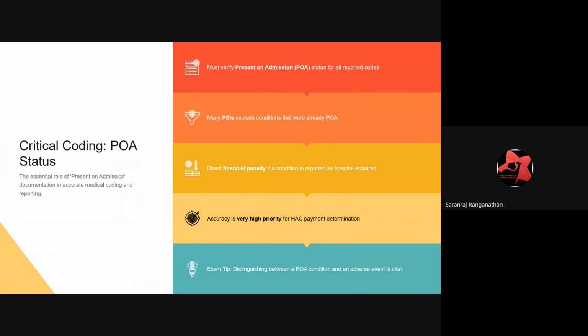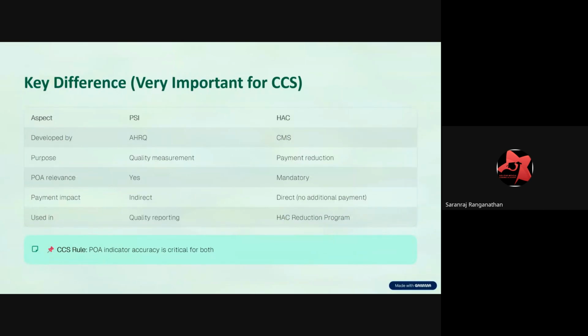So I need to be very careful using both indicators to make sure quality treatment is provided, and at the same time we keep the patient's condition under control without any complication or ending up with life-threatening conditions. Together these form the PSI indicators and HAC indicators. Then the major difference: PSI is by the AHRQ and HAC by the CMS. PSI is a quality measurement, while HAC is a payment reduction.